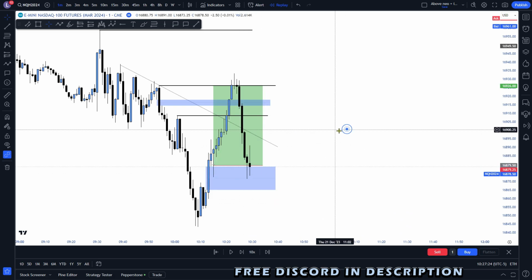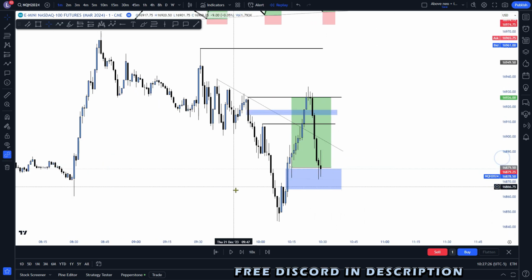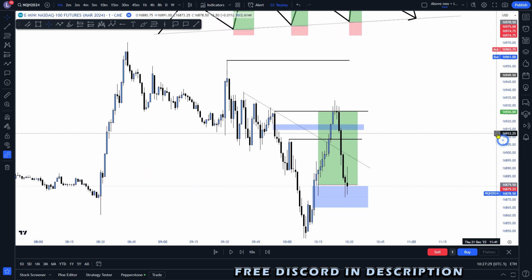So yeah, this is just how you're going to use liquidity to find your exits in the market.